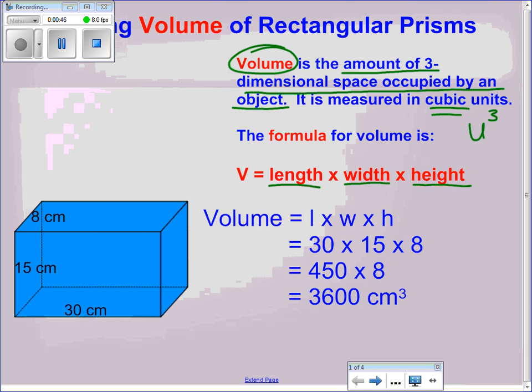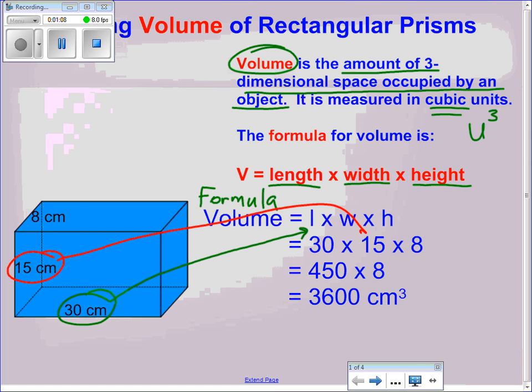In our example here, the formula for the volume is length times width times height. In our example, 30 centimeters is our length, 15 centimeters is our width, and finally 8 centimeters is our height. So again, in cubic units, we have 3 measurements or 3 dimensions.